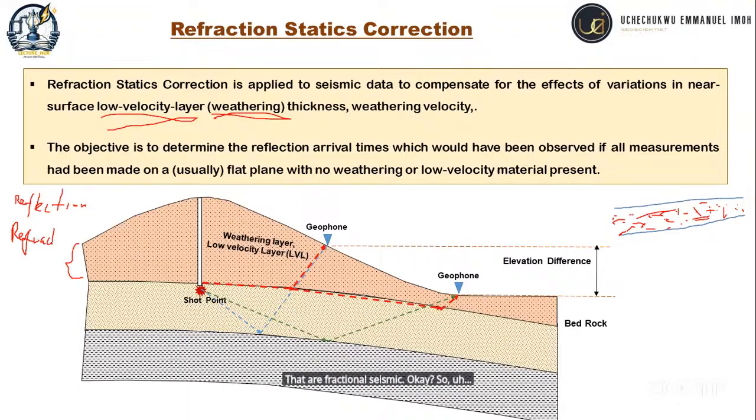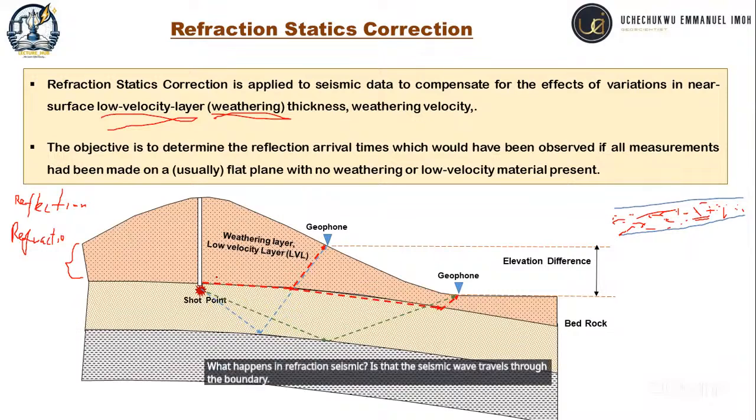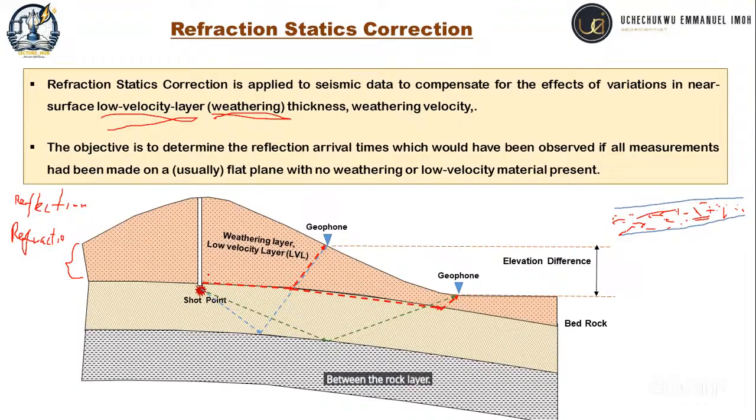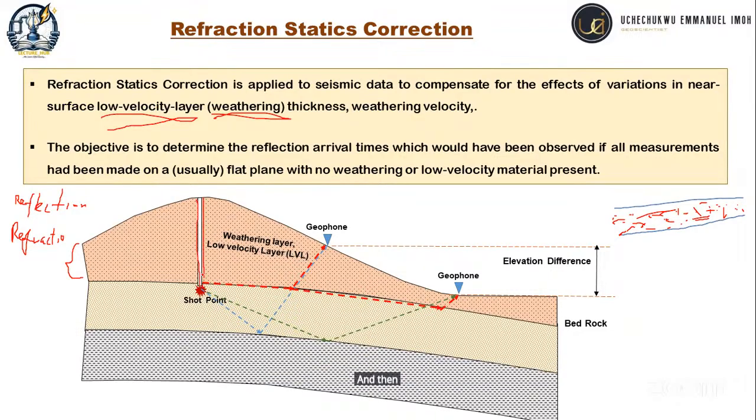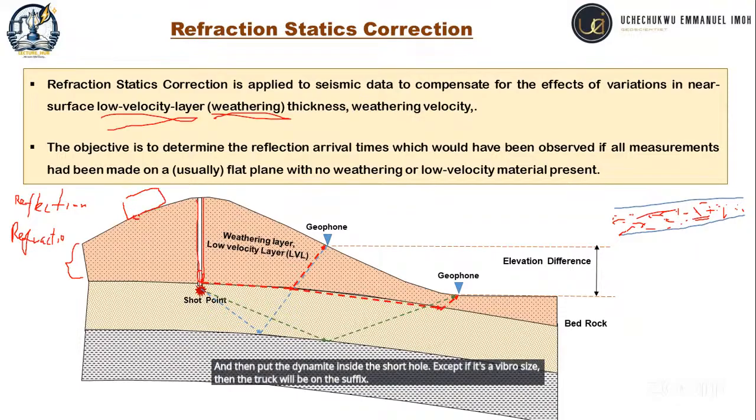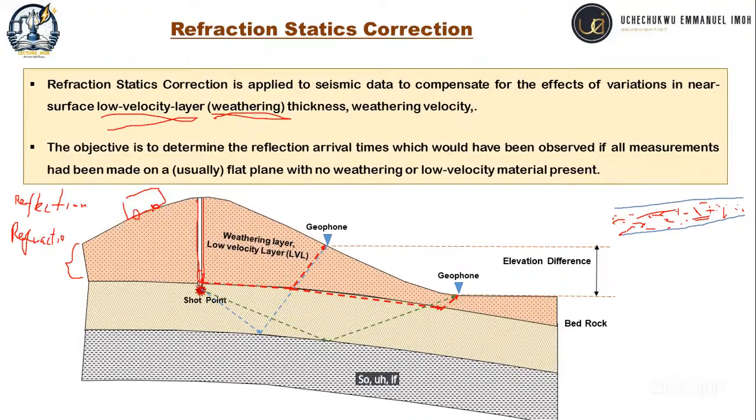So what happens in refraction seismic is that the seismic wave travels through the boundary between the rock layer above and the one below. During acquisition, normally in land seismic acquisition, they drill the short hole. I explained this during our acquisition class. And then put the dynamite inside the short hole, except if it's a vibroseis, then the truck will be on the surface.